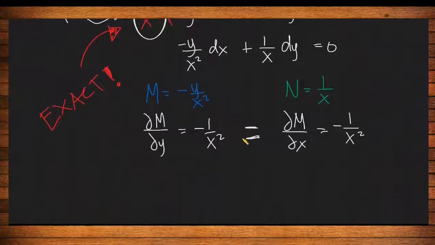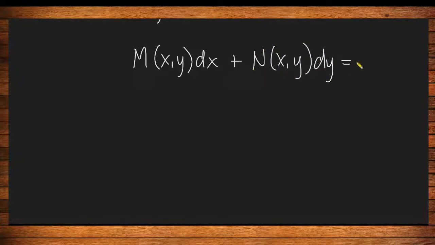for a non-exact equation? So let's say we have a non-exact equation of the form M of x,y dx plus N of x,y dy equal to 0. So basically, we will have two theorems here that will give us the integrating factor for our non-exact equation.